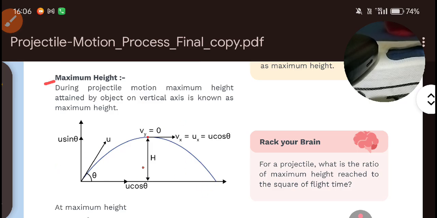This highest point will be known as h max, you can say maximum height. In short, h max is the maximum height. How to calculate this h? You can use the second equation of motion.